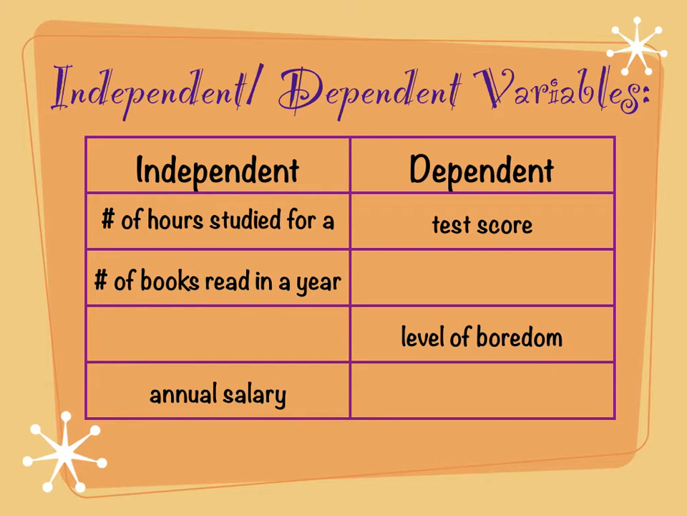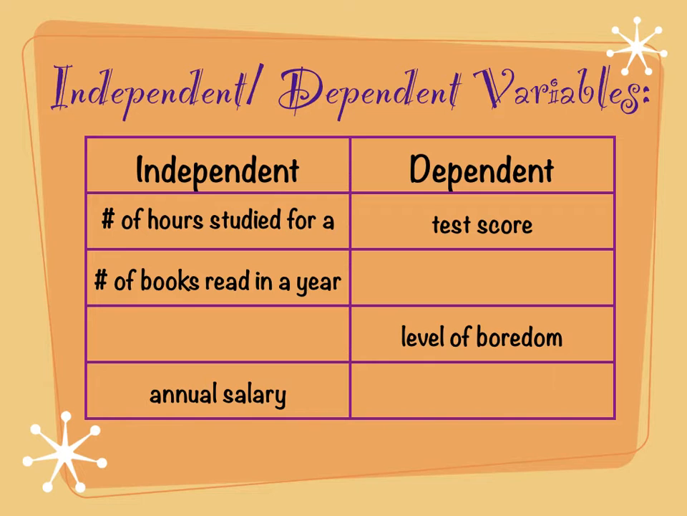So an independent variable might be the number of hours studied for a test. So if you're a student, you can choose to spend an hour studying, you can choose to spend 30 minutes studying, you can choose to spend no time studying. But your test score is going to depend on how much you study. So independent would be the number of hours you study, dependent would be the score that you make on the test or your test score.